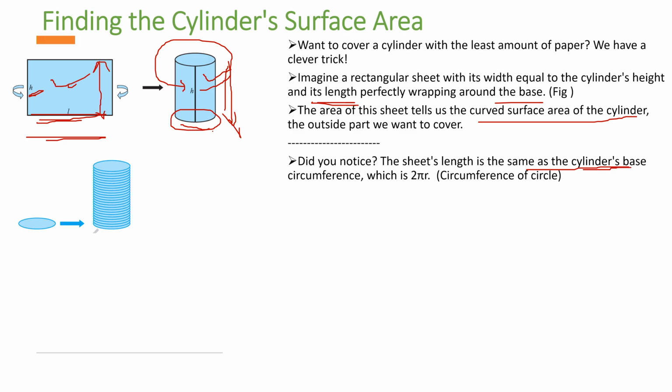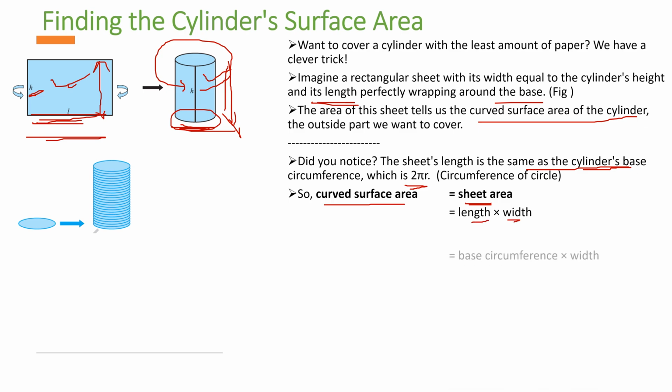And this cylinder's base is circular, and what is the circumference of a circle? It's 2 pi r. So now it is simple. The length of this sheet is equal to the circumference of this base, which is equal to 2 pi r. And now it's very clear, right? So the curved surface area is equal to the sheet area. Now you understood. And what is the sheet area? It is equal to length into breadth, so length into width. And what is the length? Length is nothing but the base circumference. I replace length with the base circumference, and width I keep as it is. Of course, it becomes height.